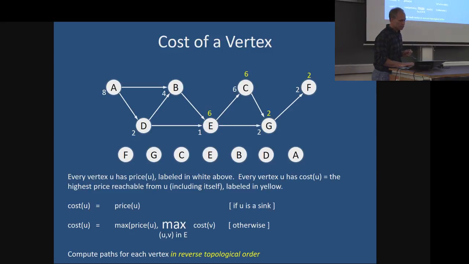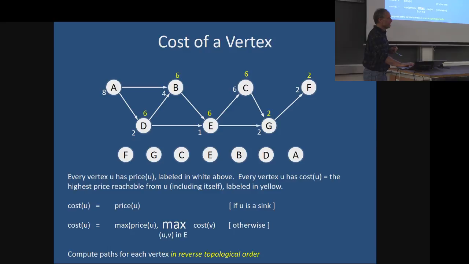Okay, now it says to do B next. So we're taking the max of its price 4 and the cost of its successor D, which is 6. So we get 6. D takes the max of 2, which is the price, and then the cost of D and E, its successor, so that's 6.